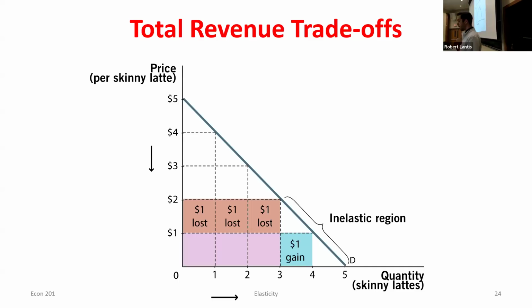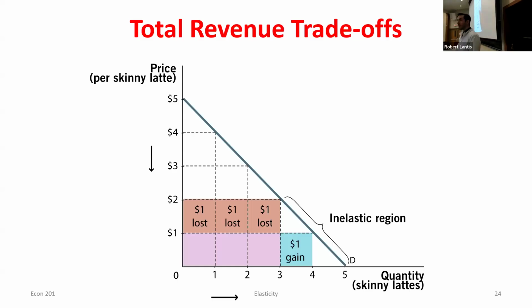Well, I could think of the opposite. When I'm on this portion, if I increase the price, what's going to be happening to total revenues? They're going to be going down. If I increase the price, I'm moving to lower quantities. Lower quantities result in my total revenues decreasing.